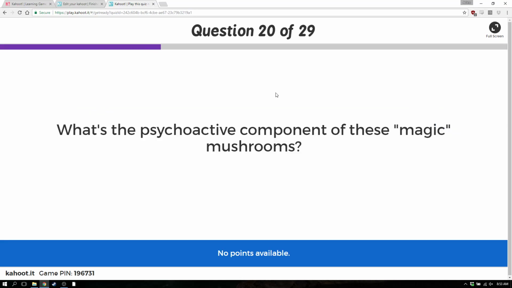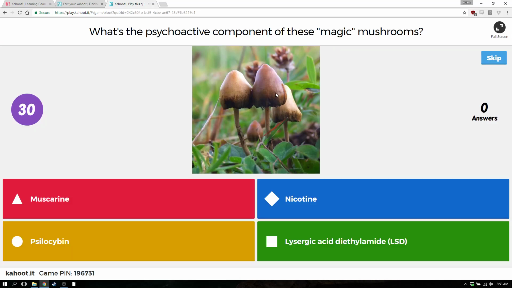What's the psychoactive component of these magic mushrooms? This is for no points, but because we talked about mushrooms, I figure this is good.